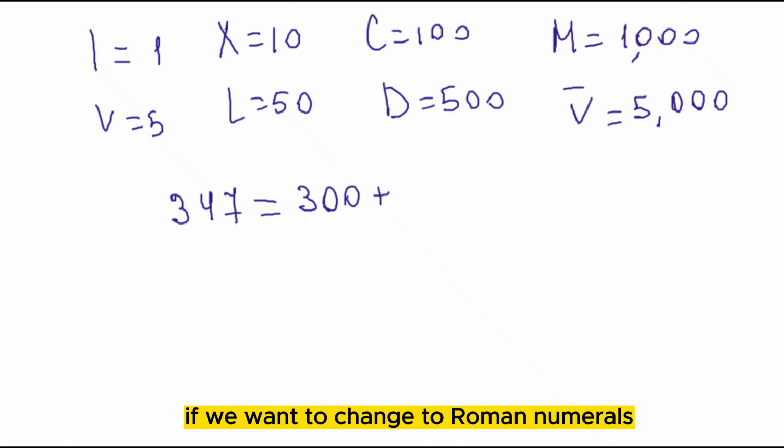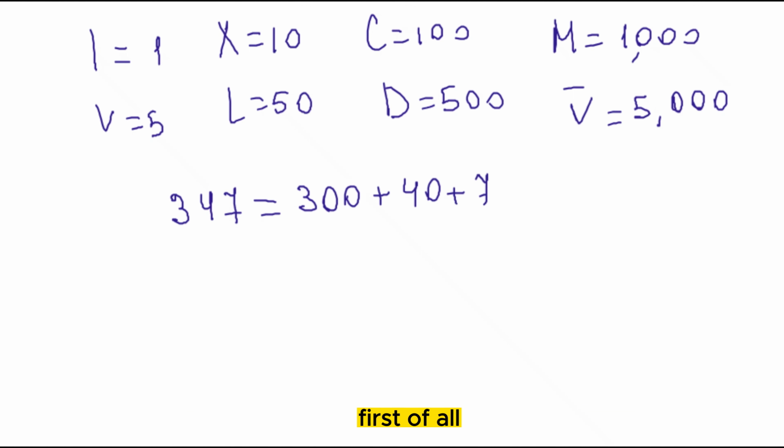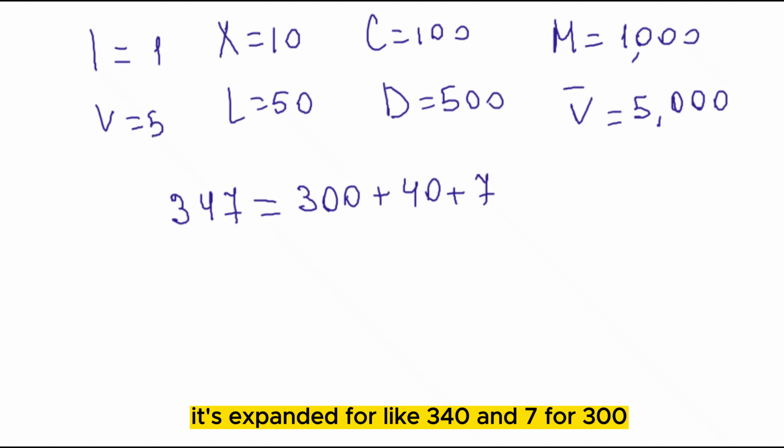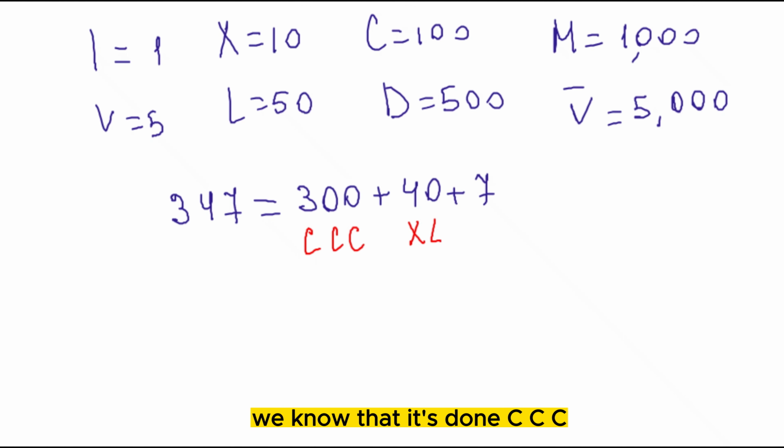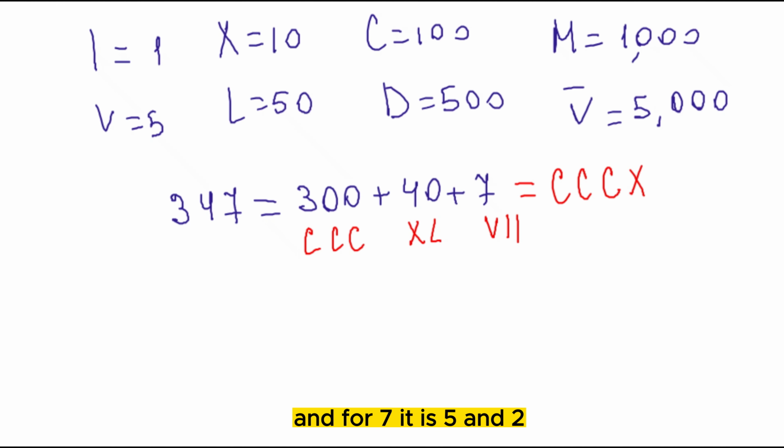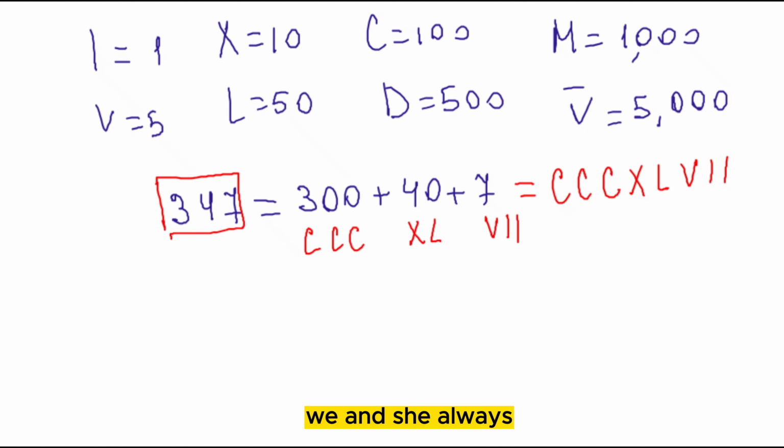Another important thing is that when we change a modern number, like for example 347, to Roman numerals, first of all we need to write it in its expanded form: 300, 40, and 7. For 300 we know that it is CCC, for 40 it is XL, and for 7 it is 5 and 2, that makes V and two I's. So it is CCC, XL, V, and two I's.